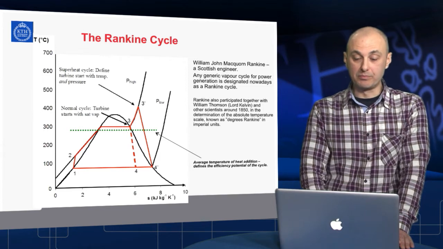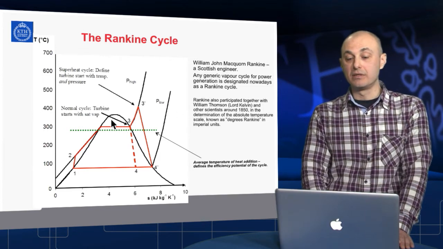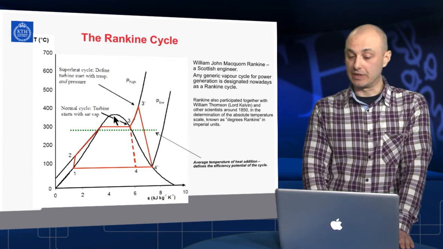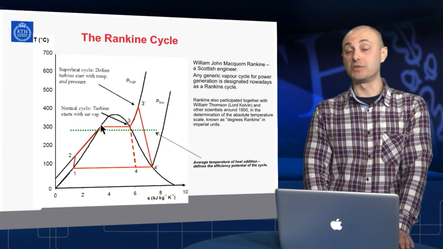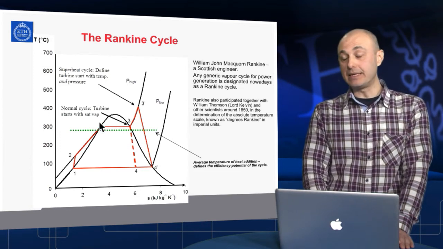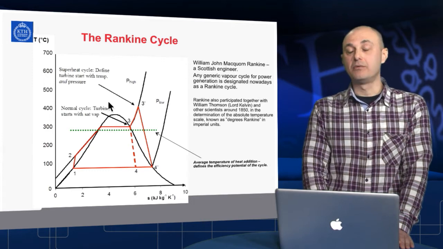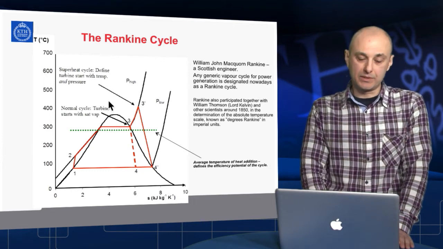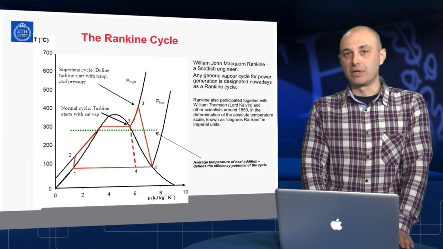If we want to push the average temperature towards the critical point as close as possible, or even to go supercritical, completely outside the double-phase dome, we have to deal with enormously high pressures, for which we don't have the materials.